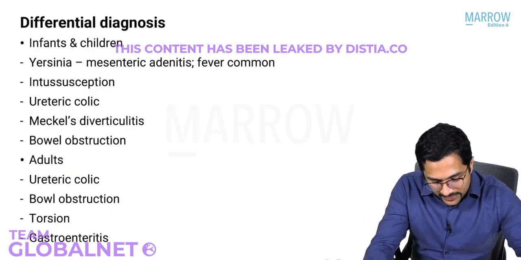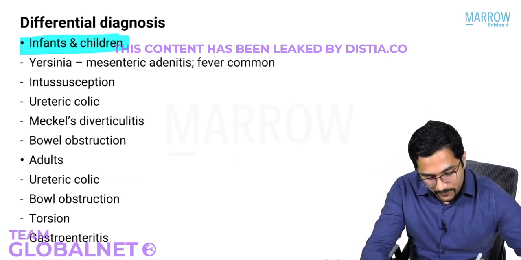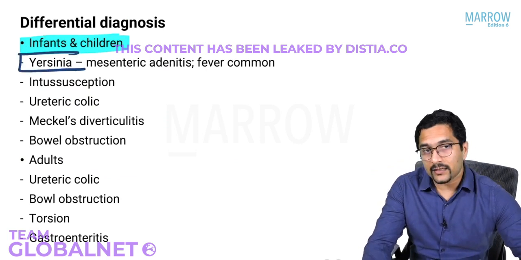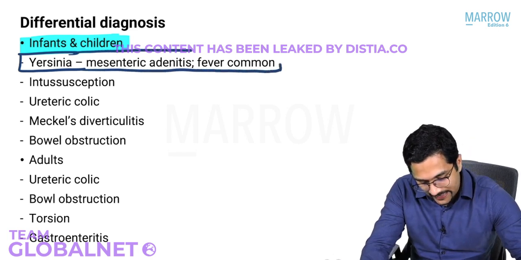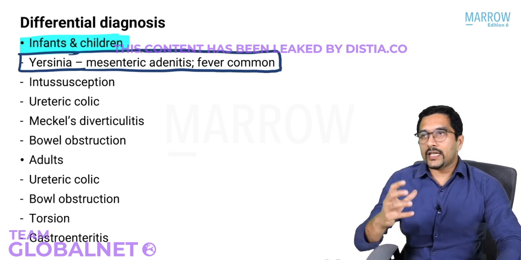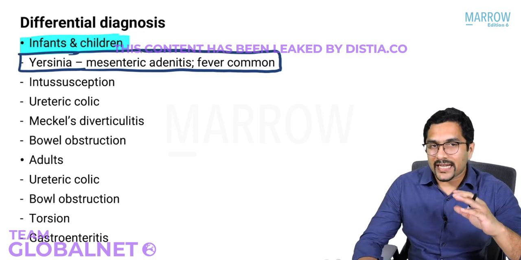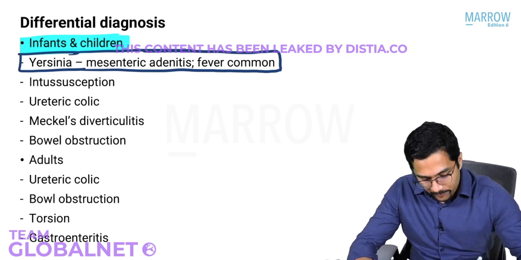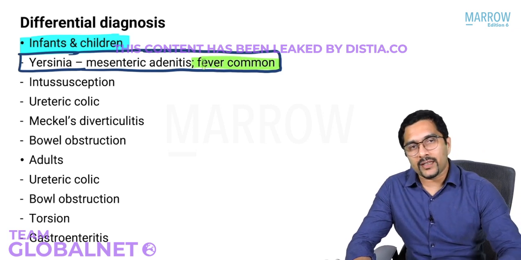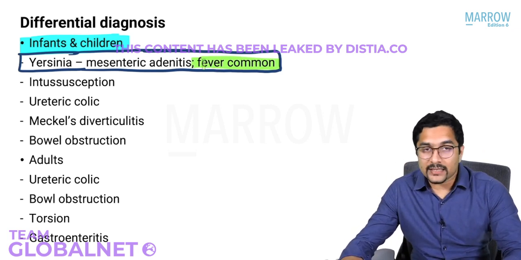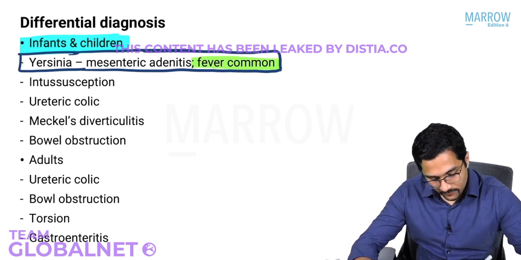So if we talk about infants and children, a very common diagnosis, and this clinical scenario also you can get, is Yersinia, which can give rise to mesenteric adenitis. And how do we differentiate? The patient will complain of right iliac fossa pain as well, although in mesenteric adenitis it will be intermittent pain, and fever will be more common than in acute appendicitis. So that is how we differentiate acute appendicitis from a Yersinia infection.